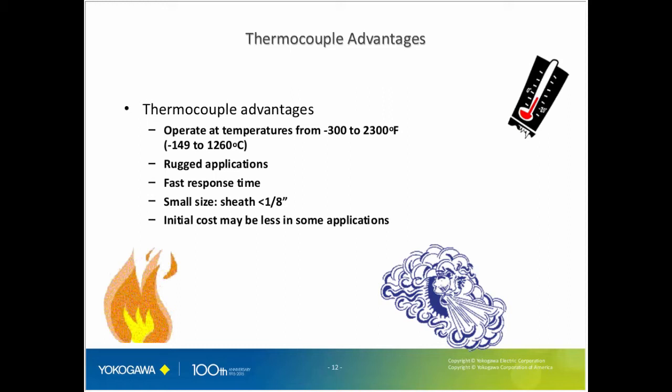So the takeaway from all this is, RTDs have a lot more advantages than thermocouples. Always start with an RTD if you're specifying a sensor. If process conditions don't allow you to go with an RTD, then go with a thermocouple. RTDs always are going to be a better bet.